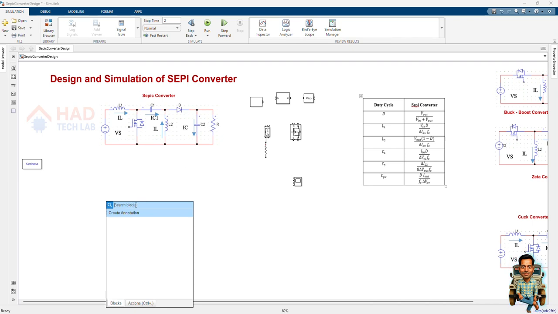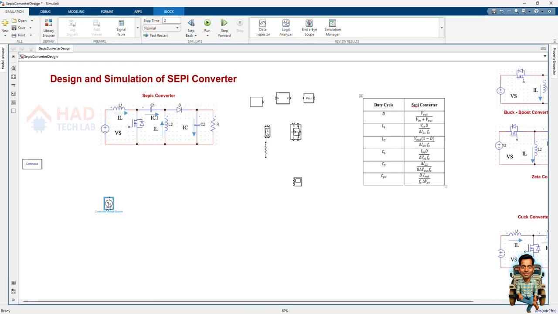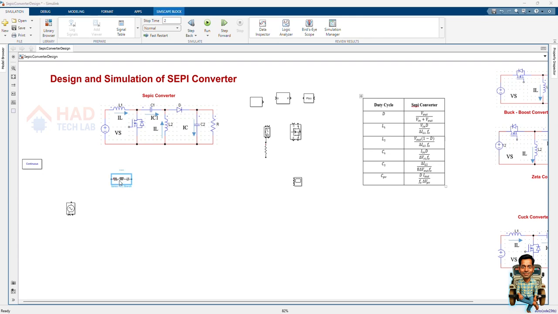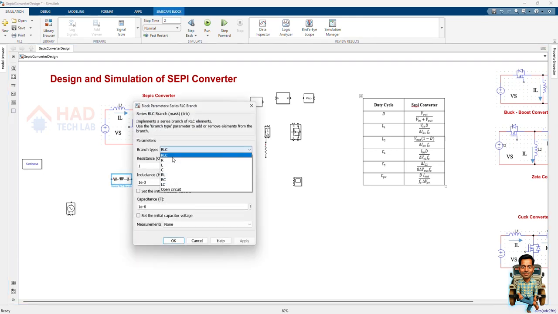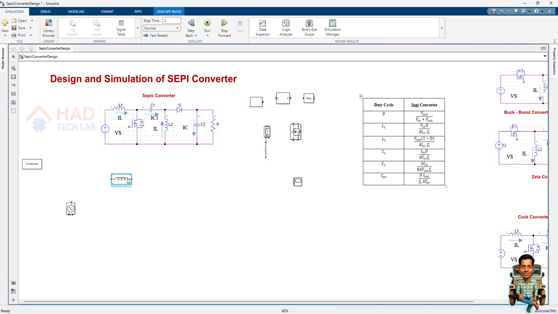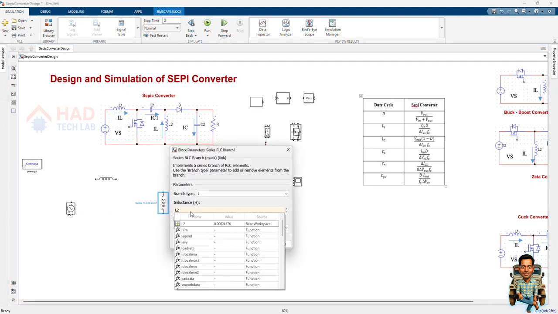First we will choose the input source. I will choose a constant voltage source. Then after that I will choose an inductance RLC branch, and name this one L1. Then I copy and place it, and this one becomes L2, name changed to L2.